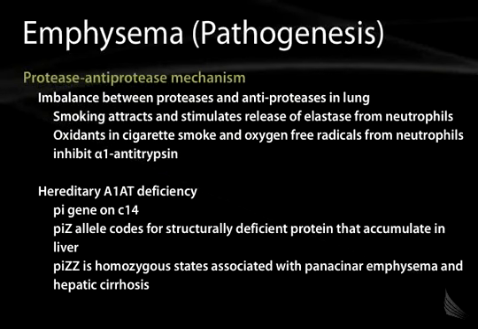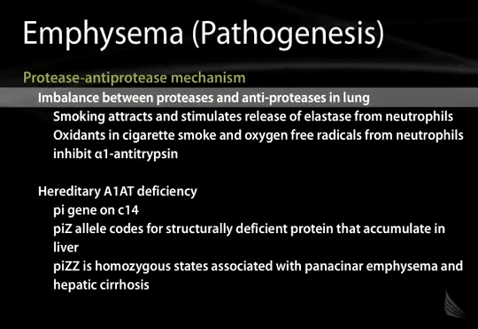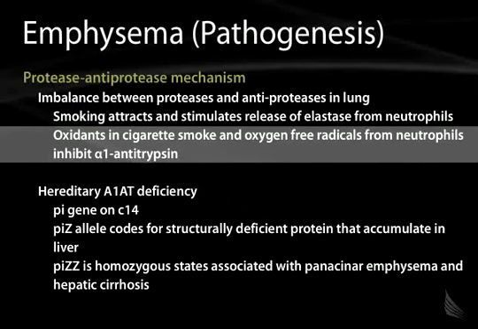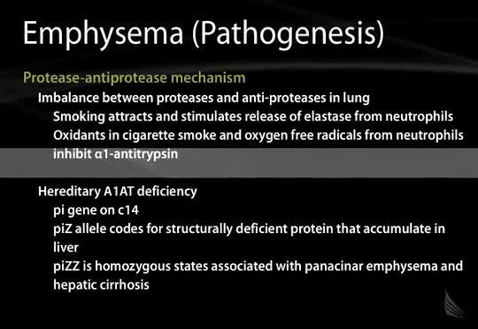The pathogenesis of emphysema is due to an imbalance between protease and antiprotease mechanisms. This imbalance is due to smoking or oxidant therapy. In terms of smoking, the smoking attracts neutrophils and stimulates the release of elastases from them. The oxidants from cigarette smoke cause oxygen-free radicals to form, and the neutrophils inhibit alpha-1 antitrypsin.